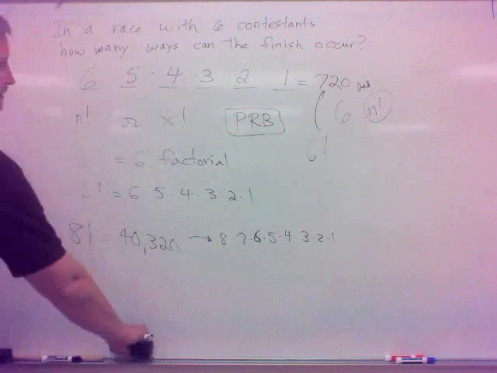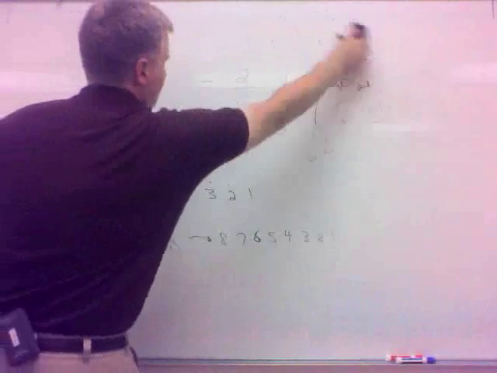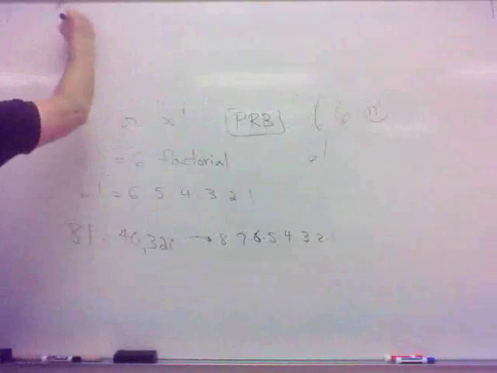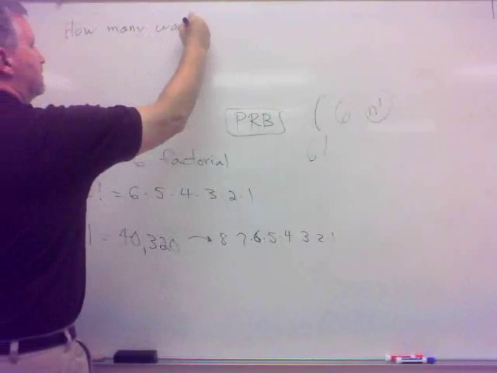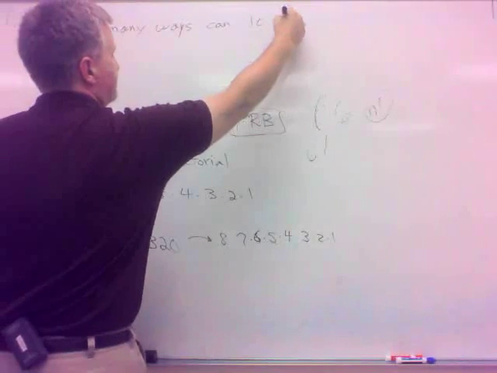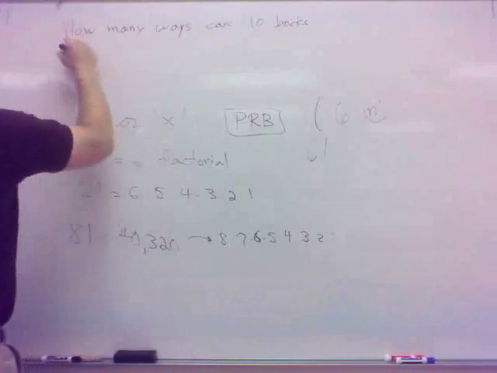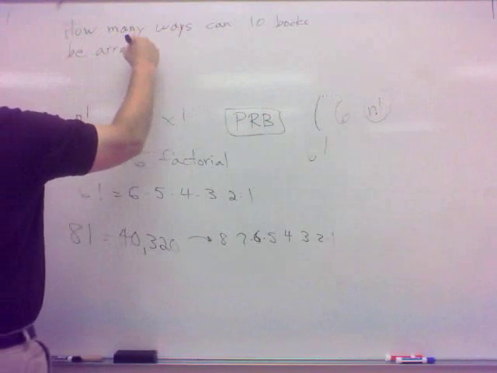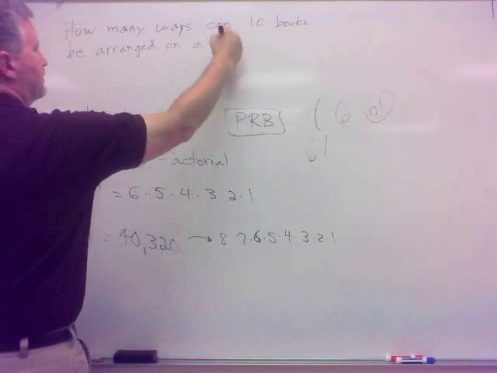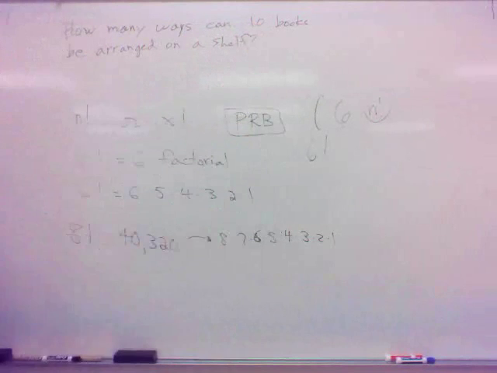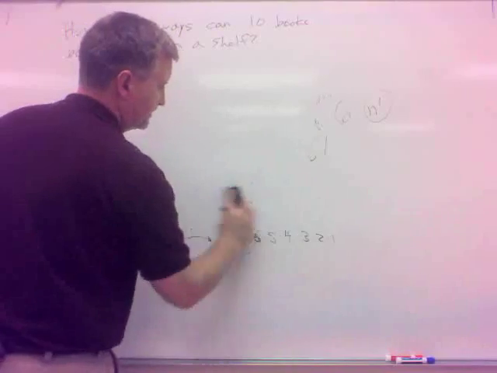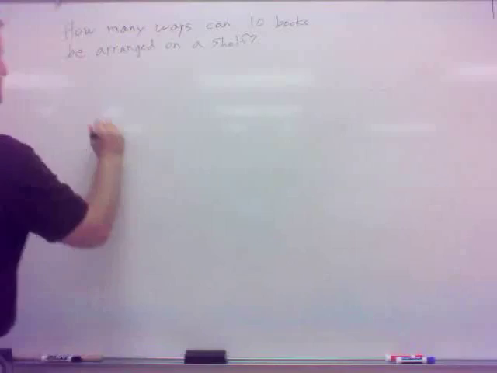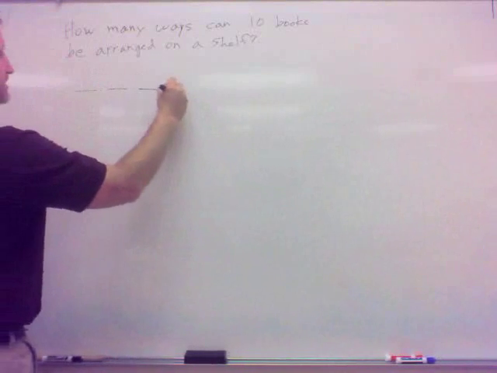All right, so here's another problem. How many ways can 10 books be arranged on a shelf? How many ways can 10 books be arranged on a shelf? Well, we're going to arrange all 10 books, so there's 10 spots, one for each book.